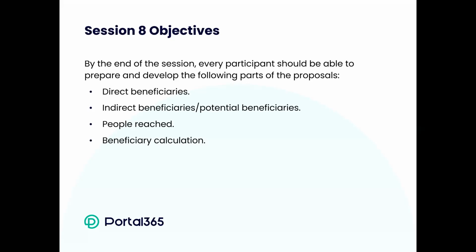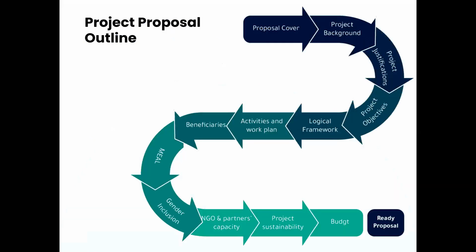Maybe those of you who haven't worked before in democracy and governance projects, or capacity building projects, sometimes we use these terms, potential beneficiaries and people reached, a lot. So today we will talk about people reached, and also the beneficiary calculation. How can we calculate the total number of beneficiaries at the level of the project? We will also discuss how we calculate the targets within each individual indicator when we develop the logical framework. So let's dig deep into today's subject.